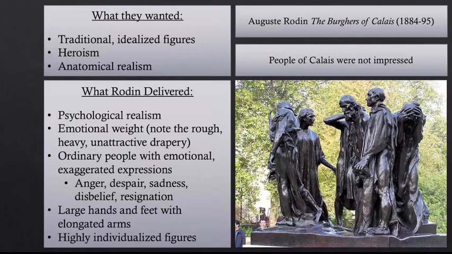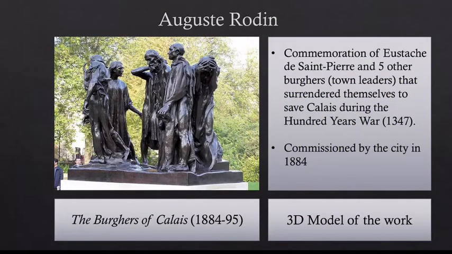The figures themselves are elongated. The people of Calais, when this was presented to them, were not impressed at all, and they were thinking something much more heroic, something much more indicative of what they believed their city's history was. But I think Rodin captured something that was much more realistic of how the individuals involved would have felt in that moment.